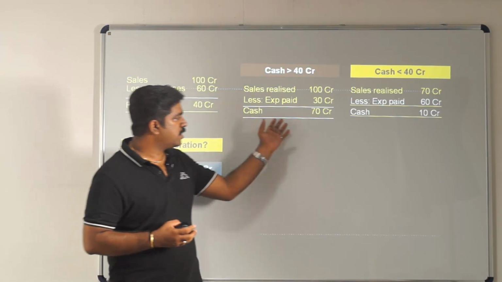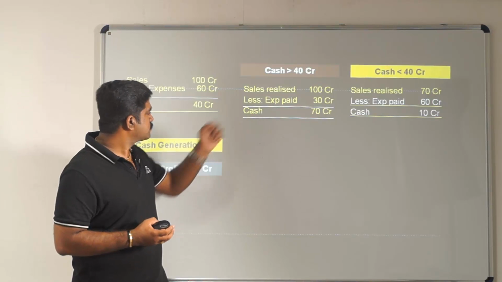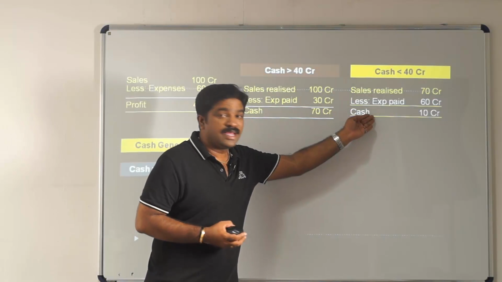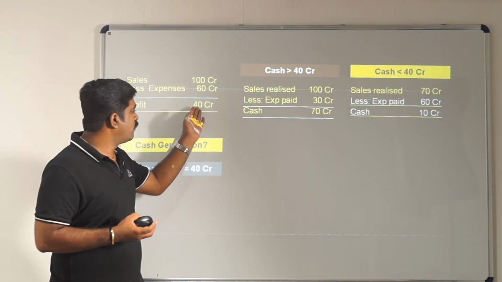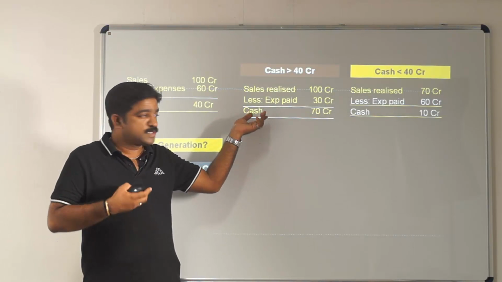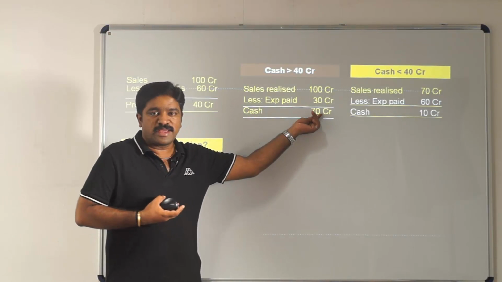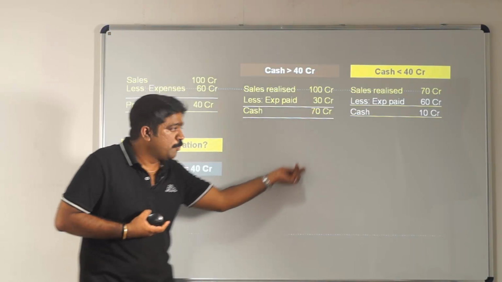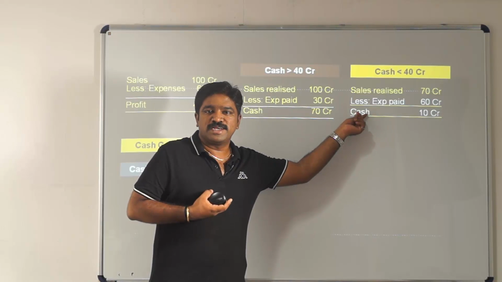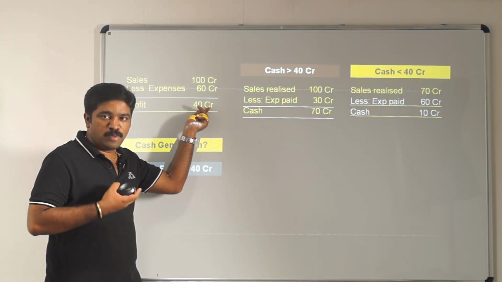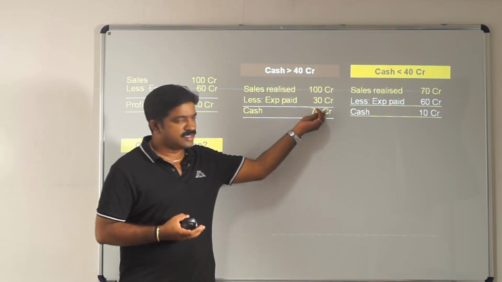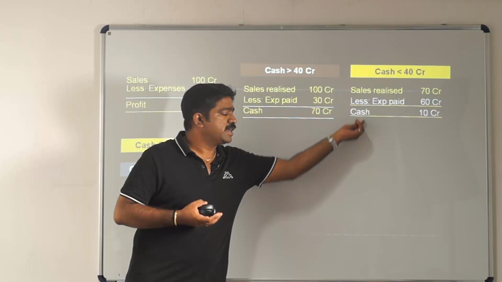So here we have seen that cash is greater than profit, that is 70 crore. And here we have seen that cash is less than profit, that is 10 crore. But this situation will not remain long. It is possible that whatever cash you have as 70 crore can come even below this profit, and here it is possible that whatever you are seeing as cash can go even above the profit. So what are the possible circumstances in which this cash can come down or go up?